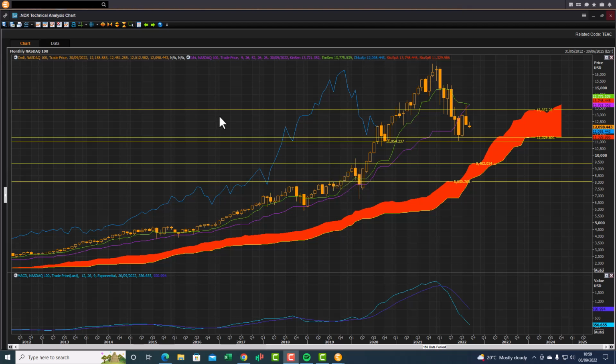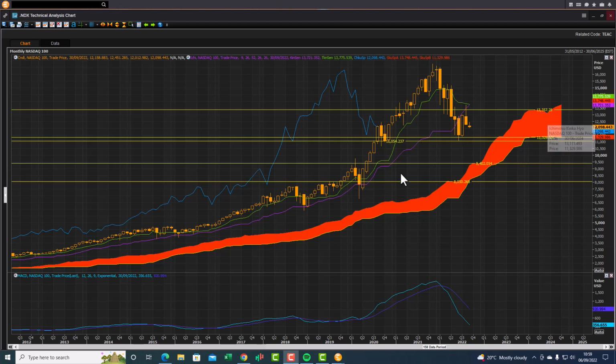We'll start with a really big picture, the monthly Ichimoku cloud. After rebounding from the 11,329 front end cloud chart support zone as well as these lows, the market then ran into trouble at the top end of the cloud at 13,357. So that's a key resistance zone. We're now in a trading range with support at 11,300 and resistance at 13,300.